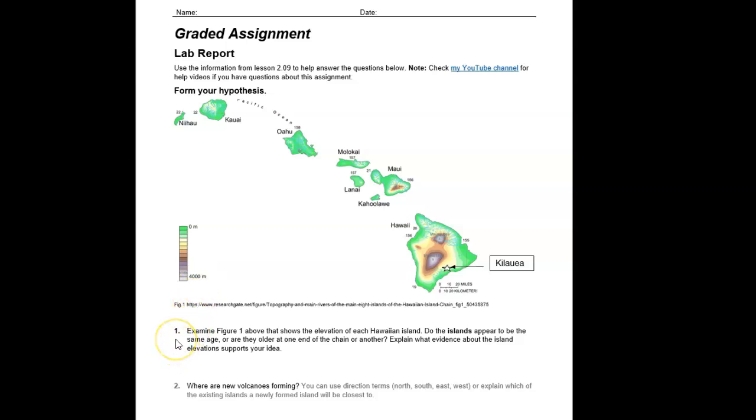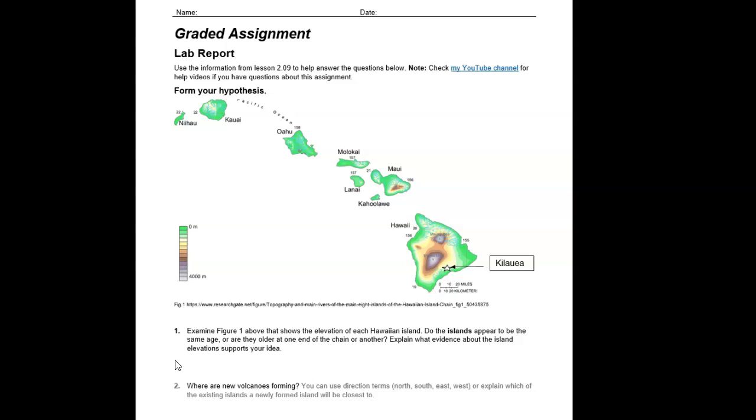So question 1 says, examine figure 1 above that shows the elevation of each Hawaiian island. Do the islands appear to be the same age, or are they older at one end of the chain or another? Explain what evidence about the island elevations supports your data. So your answer for this question should just be, do the islands look the same age? So you can say, yes, I think the islands look to be the same age all the way across the chain, or no, I think some islands are older than others.